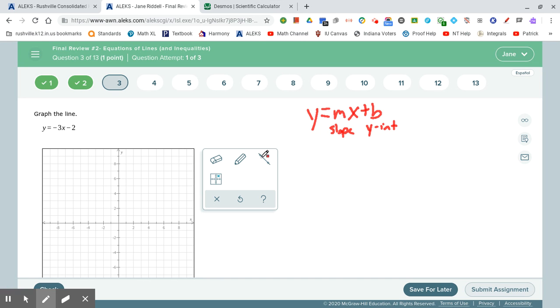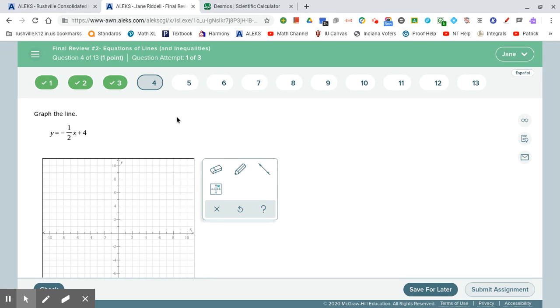So I'm going to go ahead and I'm going to get my line tool. And the first point that I'm going to plot is going to be at my y-intercept, which is the number directly after x, which is a negative 2. So on the y-axis, my first point gets plotted at negative 2. And then my slope is negative 3 again, which means I'm going to go down 1, 2, 3, and to the right by 1.